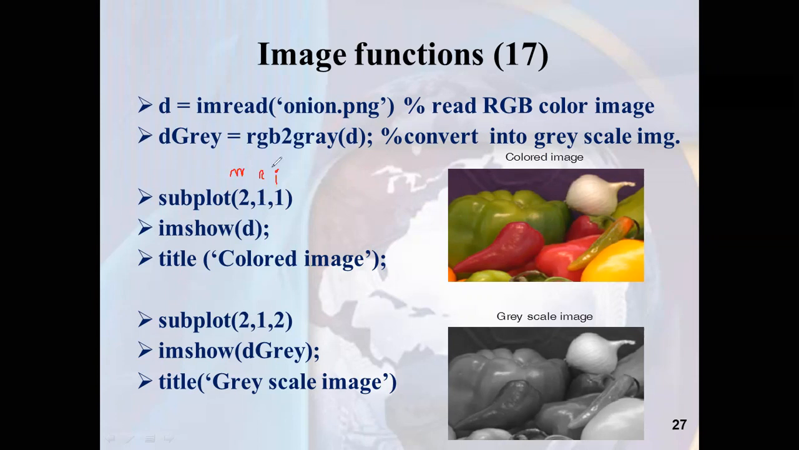So if I want to draw in the first subplot, I use 1. If I want to draw in the second subplot, I write 2. So for that, here we have 2. Title means I put a title here. This is the title of each image. So I use title, with quotation, colored image, or grayscale image, this is the second title. Okay, this is a subplot.